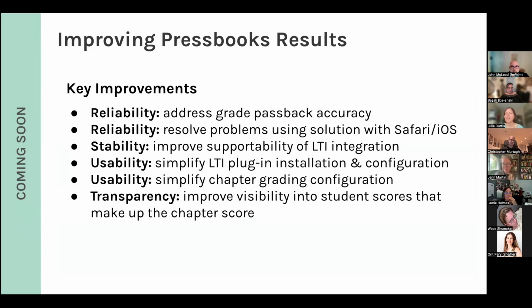So the improvements in this version of Pressbooks Results: there is more reliability around grade passback accuracy. That was an area where it was generally accurate, but we had some issues, and any issues in grade passback are going to be big problems. So that was the number one thing to resolve. Also, we have resolved the problems that we had when students used the solution with Safari or iOS. So that is no longer a problem.